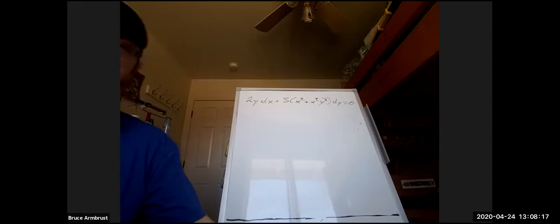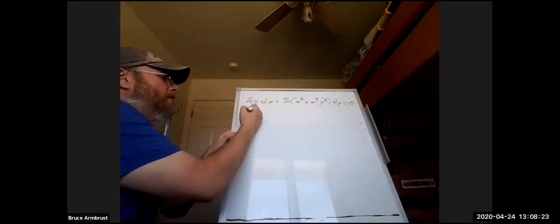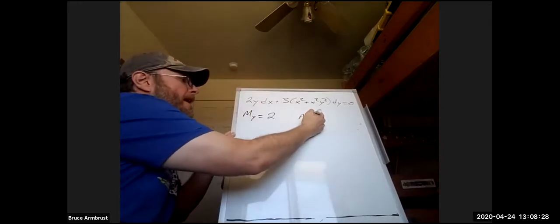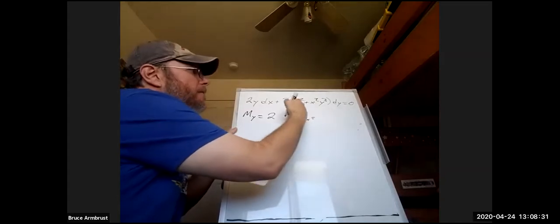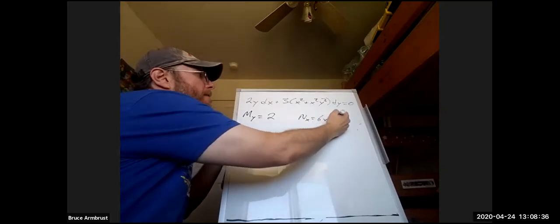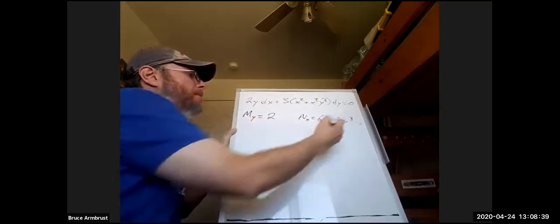Okay, so here is this one, and like always, we want to see if this happens to be exact, because if it is, then life is good. So let's just do the check real quick. So we're going to do My here is equal to 2, and then Nx, that's going to equal, well, the 3 is a constant, but then when we multiply everything else out, we're going to get 6x plus 6xy cubed. All right, so clearly not exact.